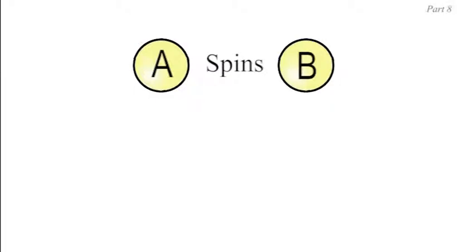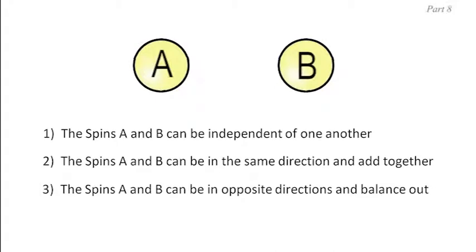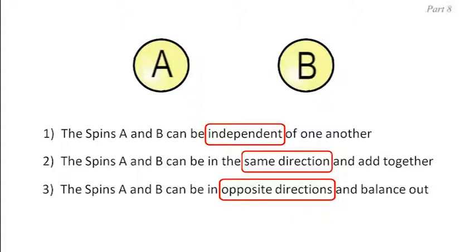But in order to get to entanglement, we wish now to consider the various ways in which we can have a pair of these spins, or as we'll continue to say, these electrons. What are the different ways of having 2 electrons, A and B, as far as their spins are concerned? And I'm going to suggest 3 ways in which the 2 spins can be considered. Number 1, the spins A and B can be independent of one another. Number 2, the spins A and B can be in the same direction as one another and add together. And number 3, the spins A and B can be in opposite directions to one another and balance out.